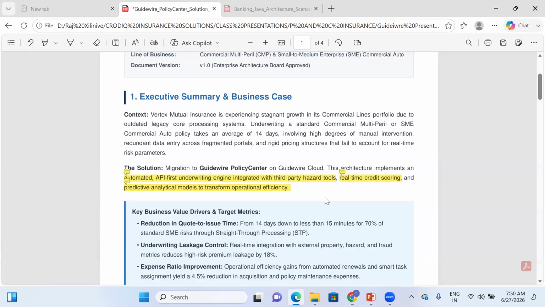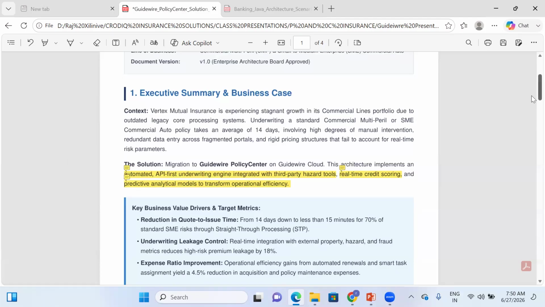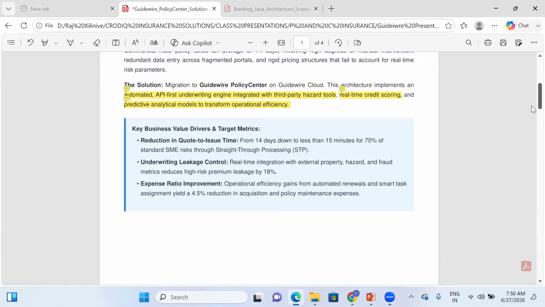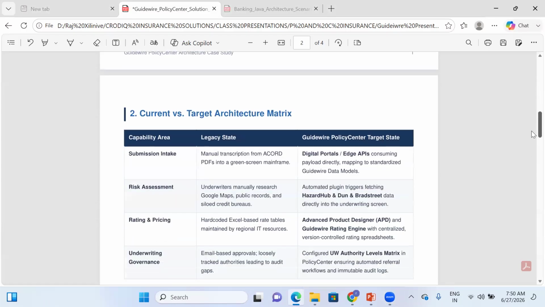Next, being a solution architect, we should know what the key business value drivers and targets should be. Anyway, you have already undergone this, done some research, and given some answers for that as well, right? So you are aware of that. This is all we have done.